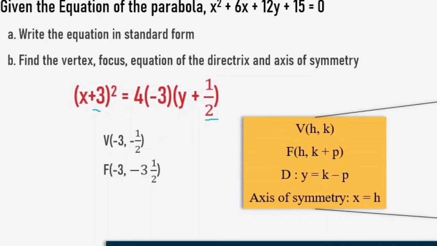For the equation of the directrix, the formula is y is equal to k plus p. And substituting the given, again, y is equal to negative 1 half minus negative 3, which will be equal to y is equal to 2 and 1 half. For the axis of symmetry is the value of h itself. Therefore, x is equal to negative 3.